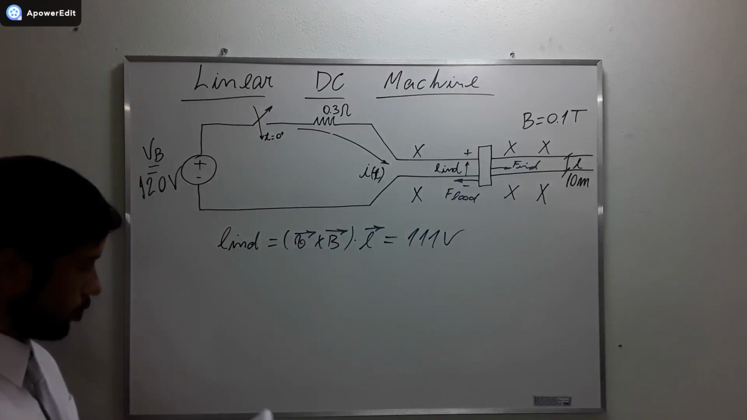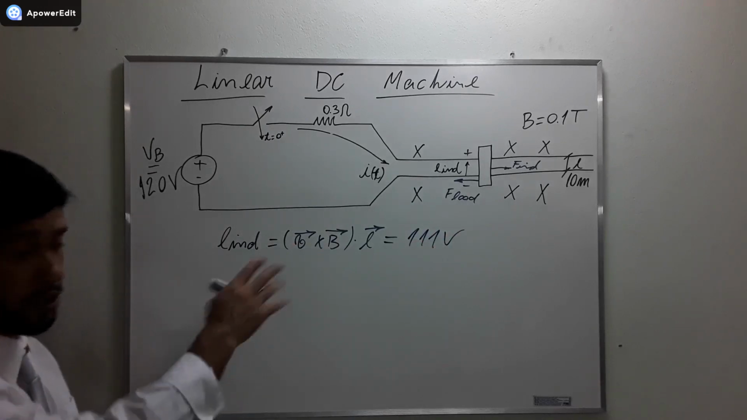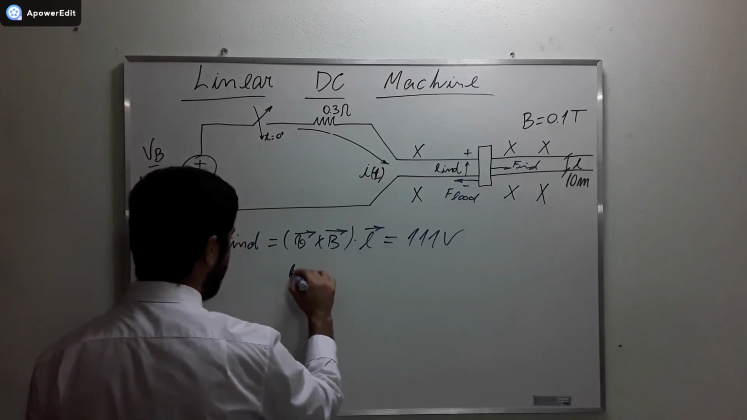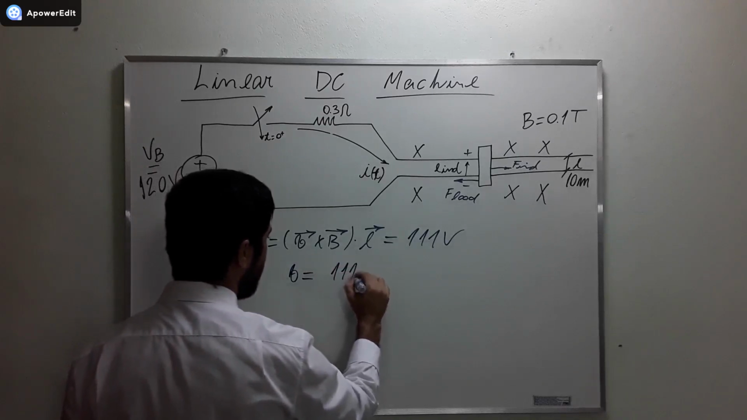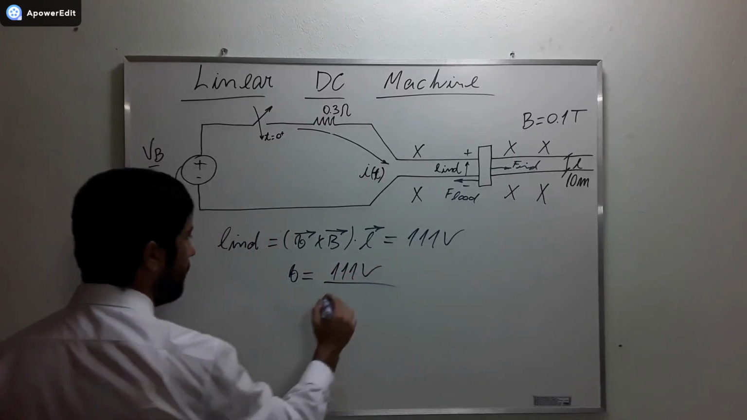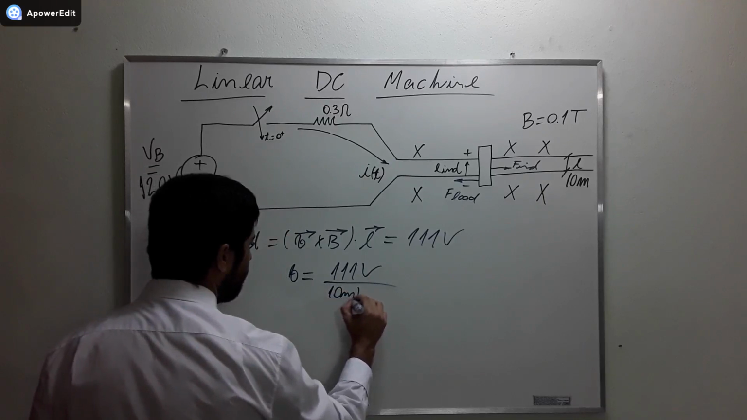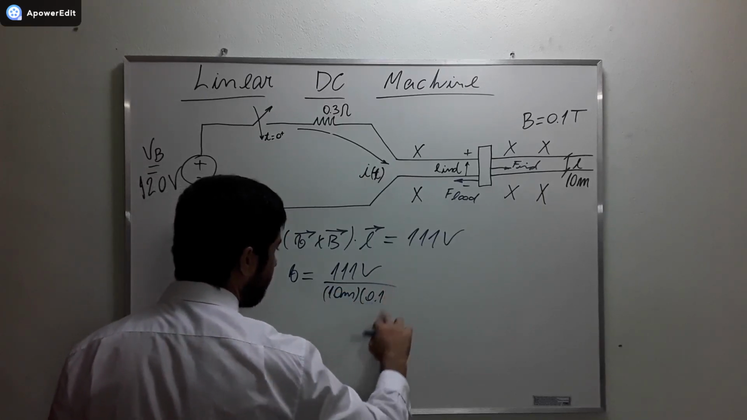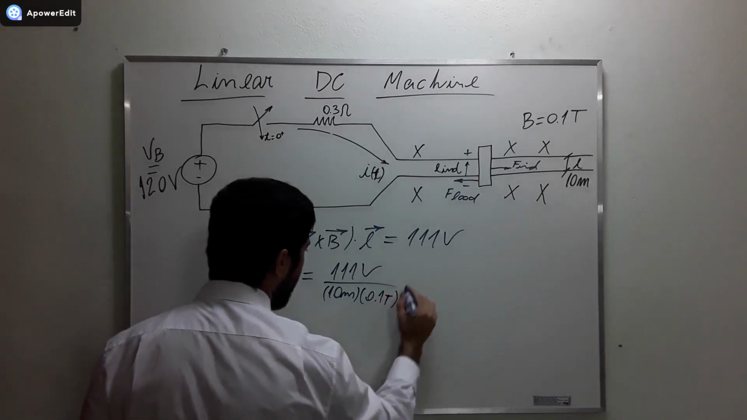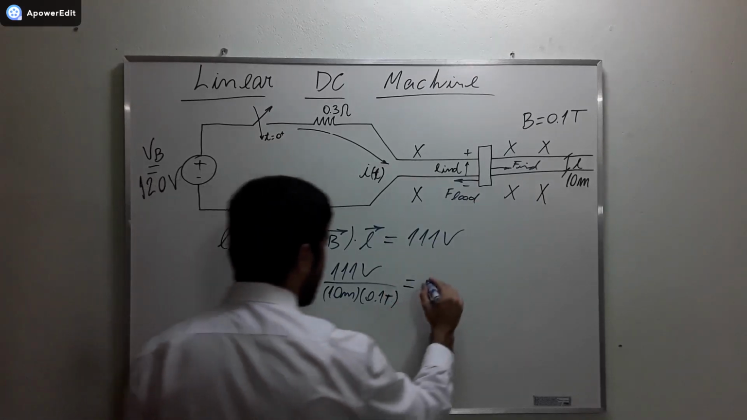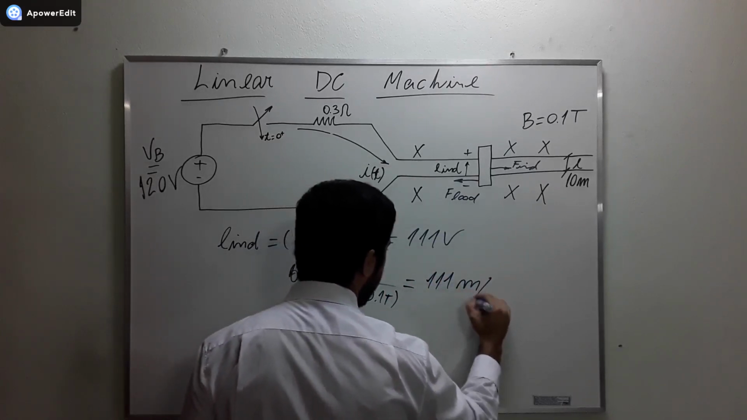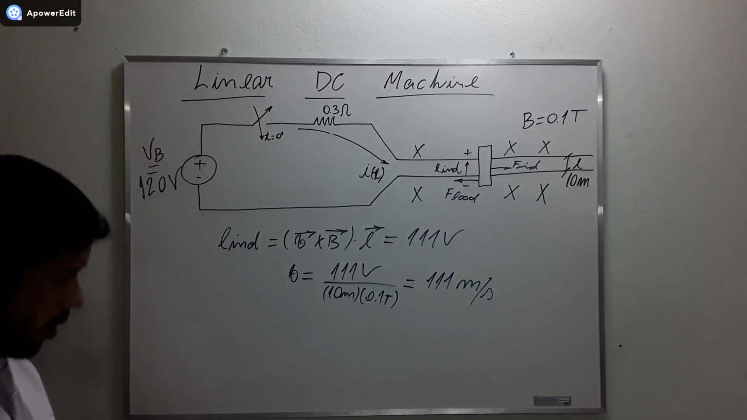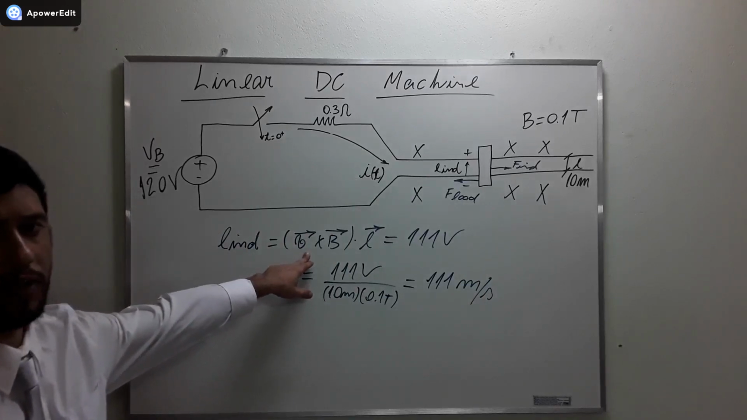Okay, so due to the geometry of the problem, we can say that V is going to be equal to 111 volts divided by 10 meters, 0.1 Tesla. And this is equal to 111 meters per second. Okay? Very easy, very easy. What we need to do is simply to use the laws of induction.